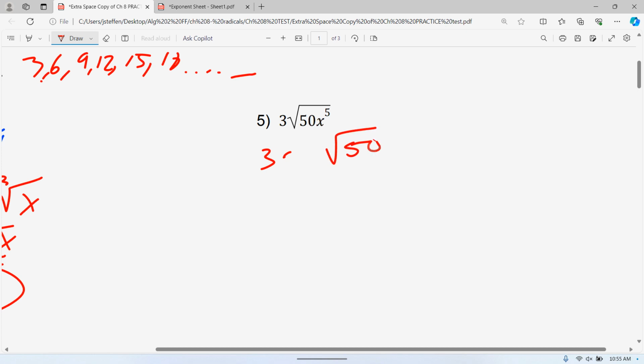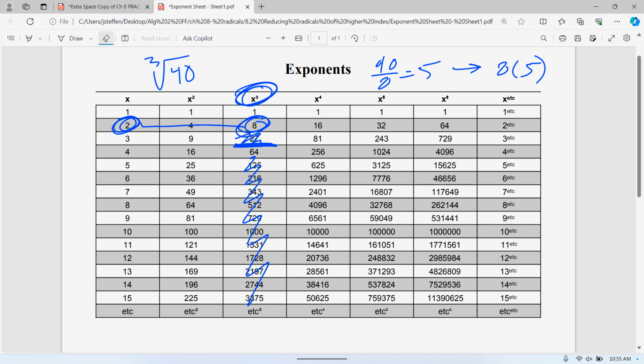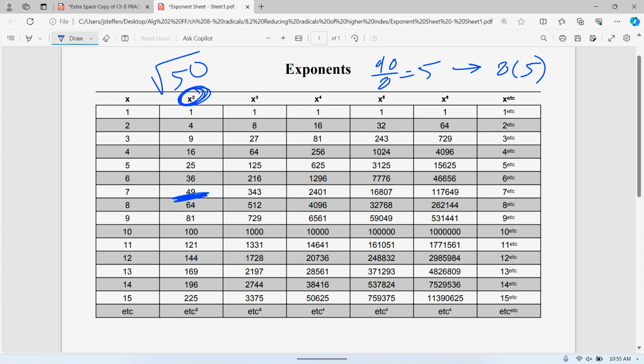Next, we have the square root of 50 and the square root of x to the 5th. You do not have to break it up this way, but I think it's not a bad idea, especially if you struggle with these. So 50, if we go to the squared column, 50 is right there. And again, now you take 50 divided by 49, that's a decimal, so 49 doesn't work. 50 divided by 36 is a decimal, so that doesn't work.